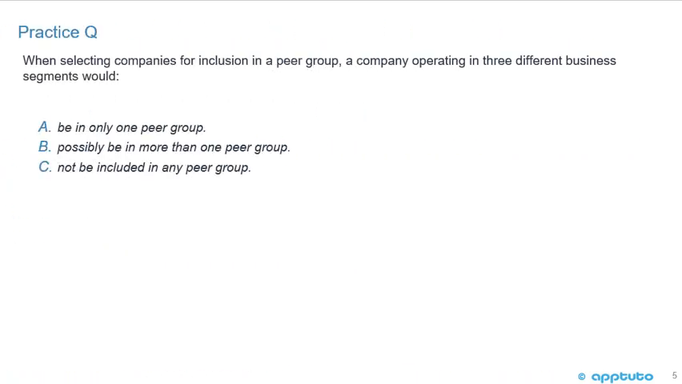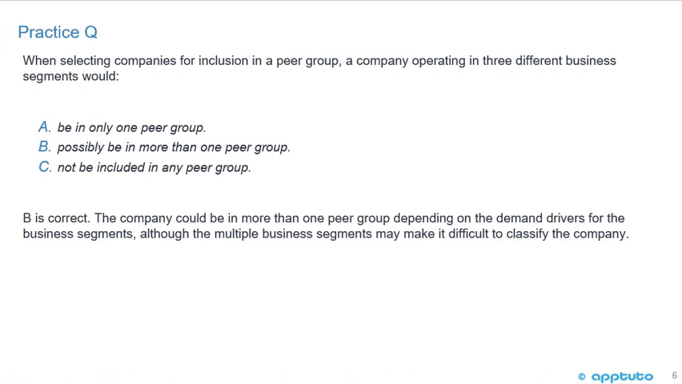One last practice question to finish this LOS. When selecting companies for inclusion in a peer group, a company operating in 3 different business segments would A, be in only one peer group, B, possibly be in more than one peer group, or C, not be included in any peer group. Okay, that's a nice question to end on.